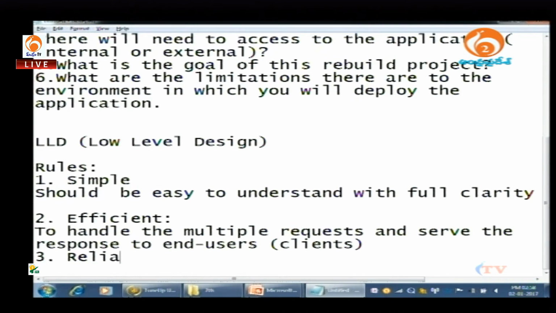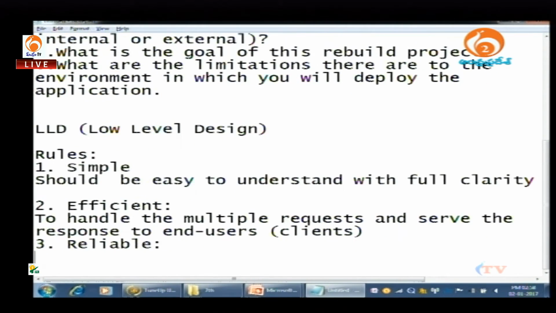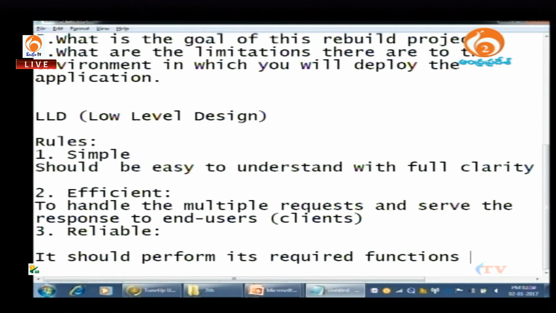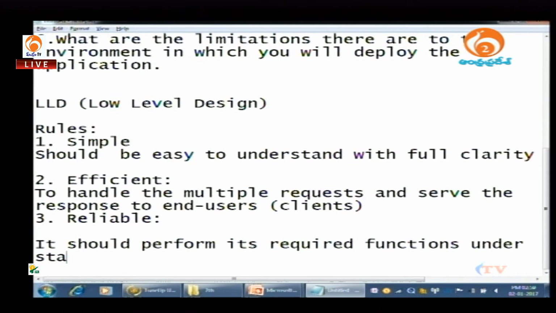It should be reliable. For this, the system should perform its required functions under stated conditions.